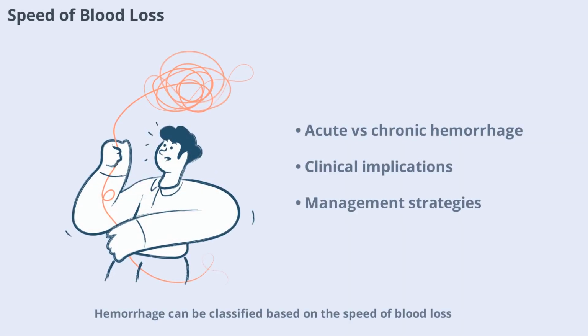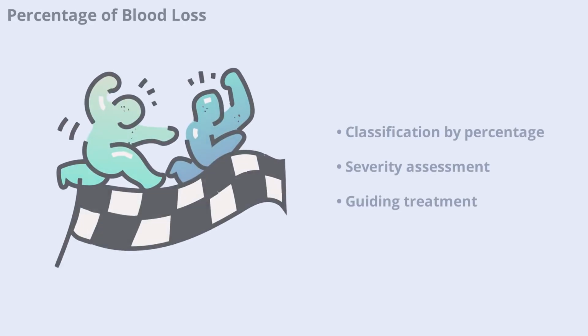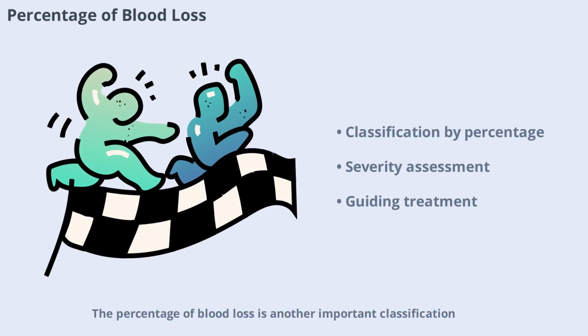Hemorrhage can be classified based on the speed of blood loss. Acute hemorrhage involves massive bleeding in a short span of time, which can quickly lead to shock and requires immediate intervention. Chronic hemorrhage, on the other hand, is characterized by slow bleeding over a long period, resulting in small quantities of blood loss. Both types can have serious consequences, but acute hemorrhage is more likely to cause rapid deterioration and demands urgent attention. Chronic hemorrhage may go unnoticed until significant anemia or other complications develop. The percentage of blood loss is another important classification.